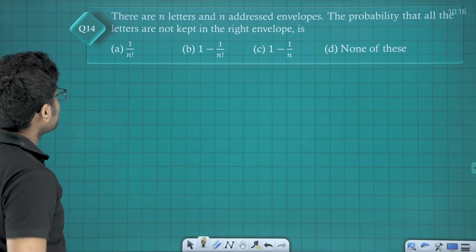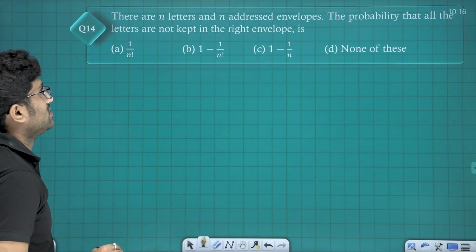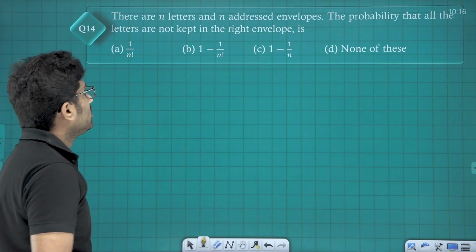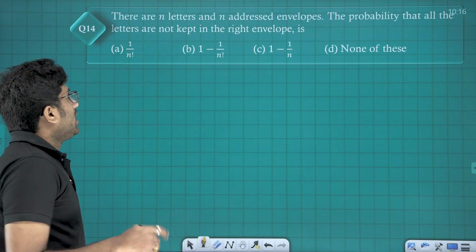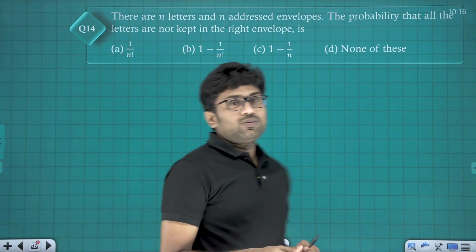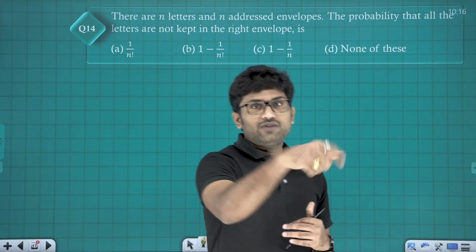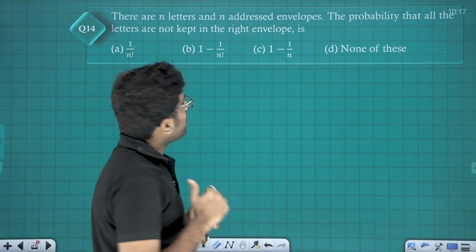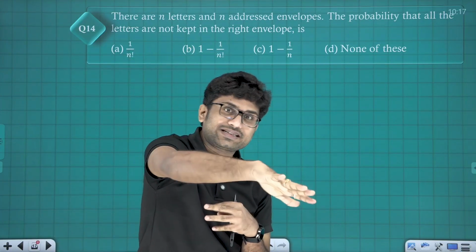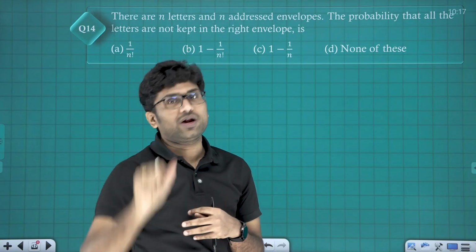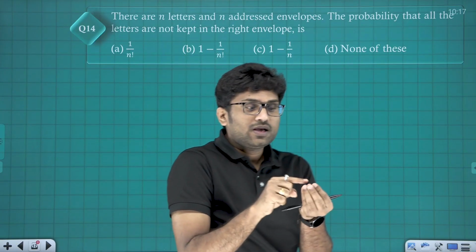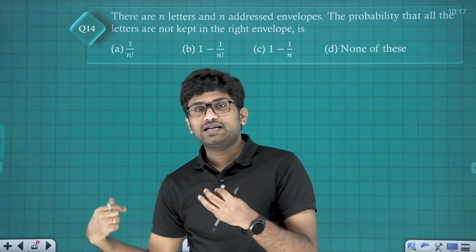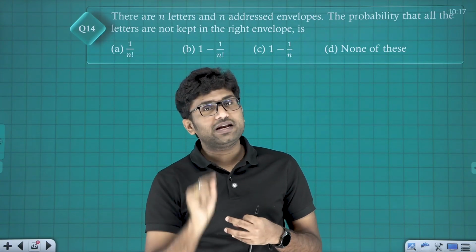Next question. There are n letters and n addressed envelopes. The probability that all the letters are not kept in the right envelope. Right envelope means letter 1 should be kept in envelope 1, letter 2 in envelope 2. See, friends, putting all letters in all the correct numbered envelopes can be done in only one way: letter 1 in envelope 1, letter 2 in envelope 2, letter 3 in envelope 3, and letter n in nth envelope.